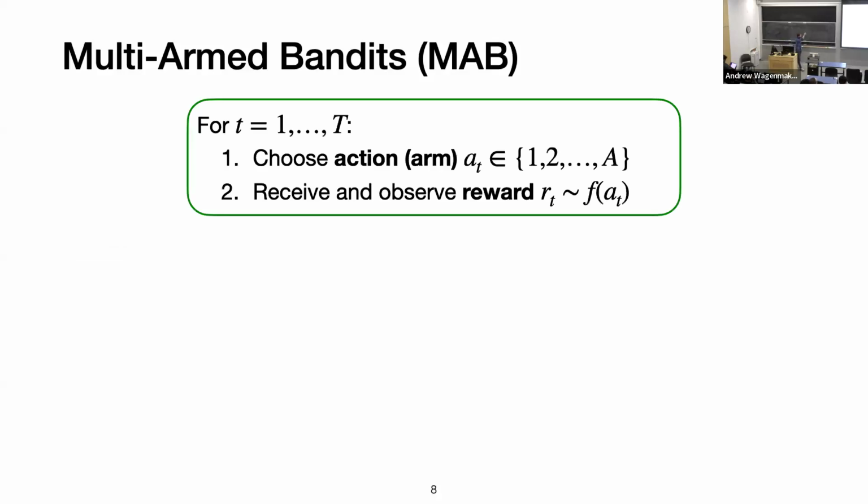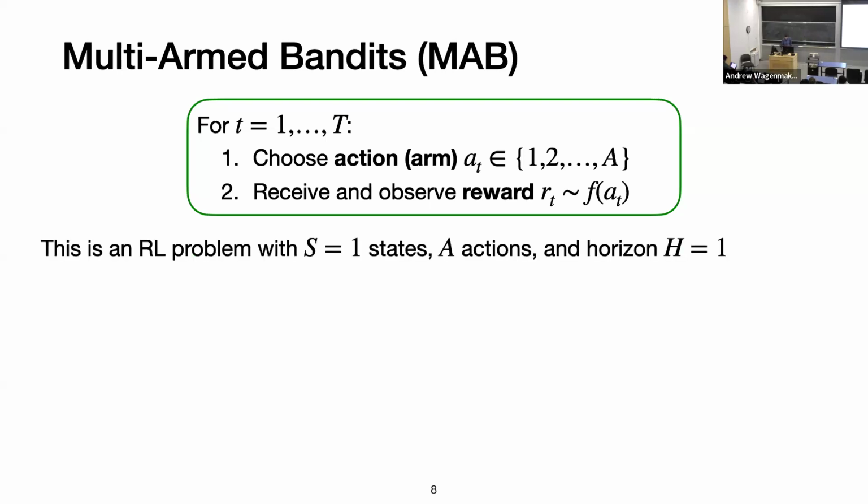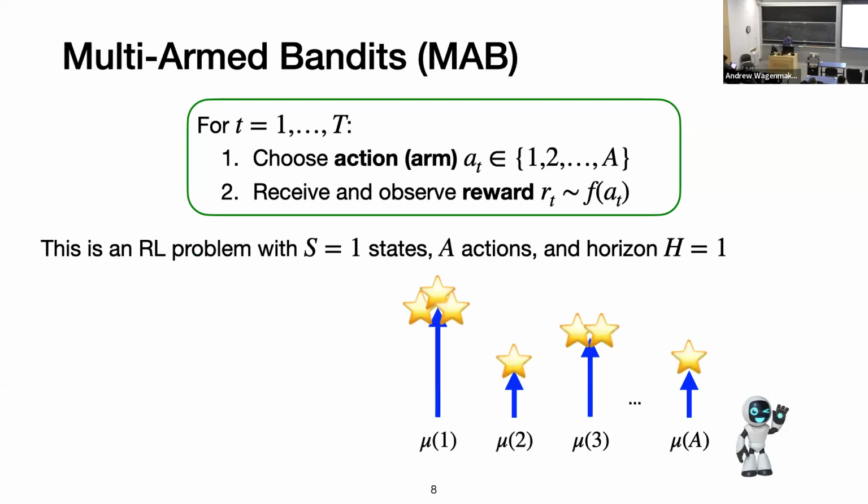So for T steps, we're going to interact with some environment, and all we're going to do is first choose an action, which is from some set 1 through A, and we're going to receive a reward. That's it. We do this for T steps. We observe the reward. Okay. So this is essentially an RL problem where we only have one state and the horizon is one, right? But it's the same RL problem that at every step we're just choosing an action and getting some reward. So we can visualize it like the following. So instead of interacting with a maze, we just have A actions, and at every step we can choose one of these actions and we get some amount of reward from this.